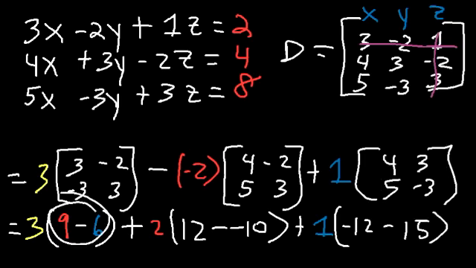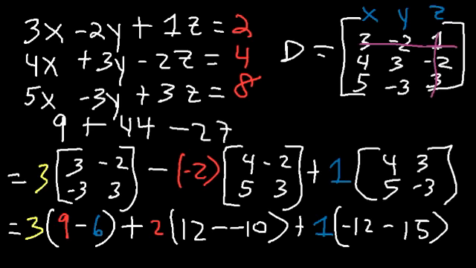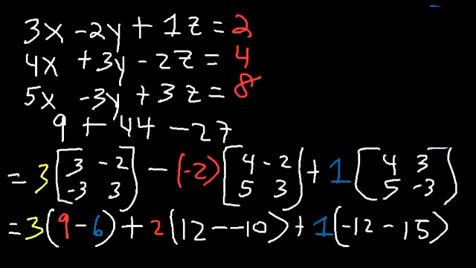So 9 minus 6 is 3, and 3 times the 3 on the outside is equal to 9. 12 minus -10 is the same as 12 plus 10, which is 22, times 2, that's 44. And -12 minus 15 is -27. So we have 9 plus 44, which is 53, minus 27, and that's 26. So D is equal to 26.